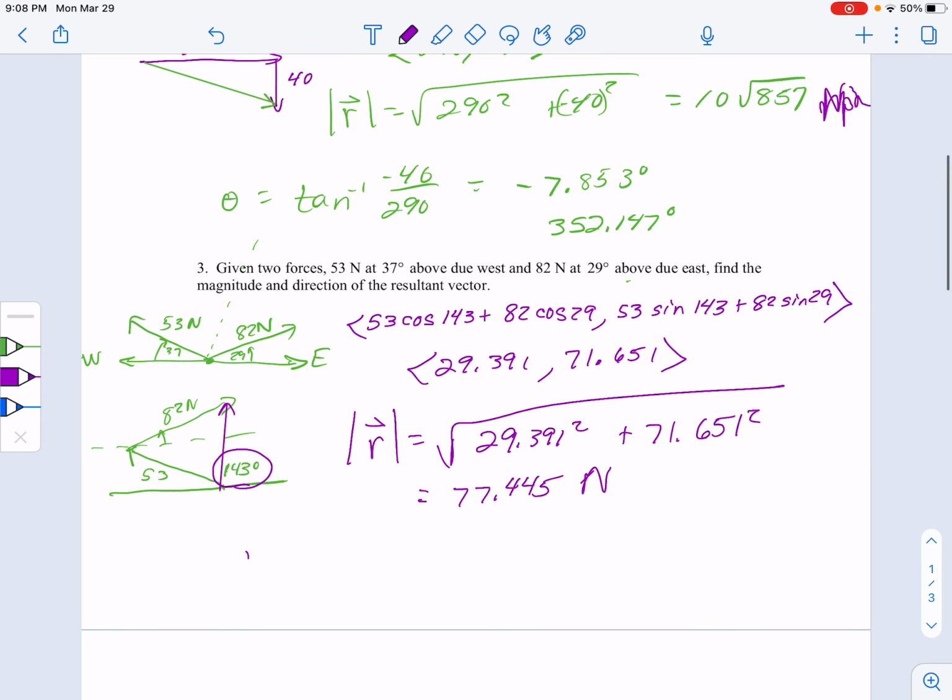And then your direction, inverse tan. They're both positive, so it should be in the first quadrant, so I don't need to worry about adding 180. Shift tan 71.651 over 29.391, and it gives me 67.697 degrees.